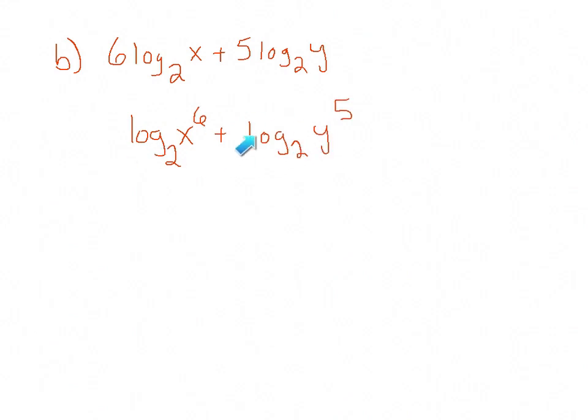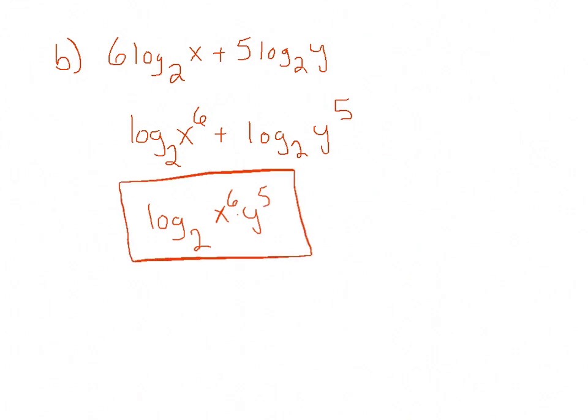Now we still have two logarithm terms. And what do you think this is going to be? Well, addition means the product property. So this means we're going to multiply the two terms together. So we have log base 2, and we have x to the power of 6 times y to the power of 5. And that's how we would simplify that expression.